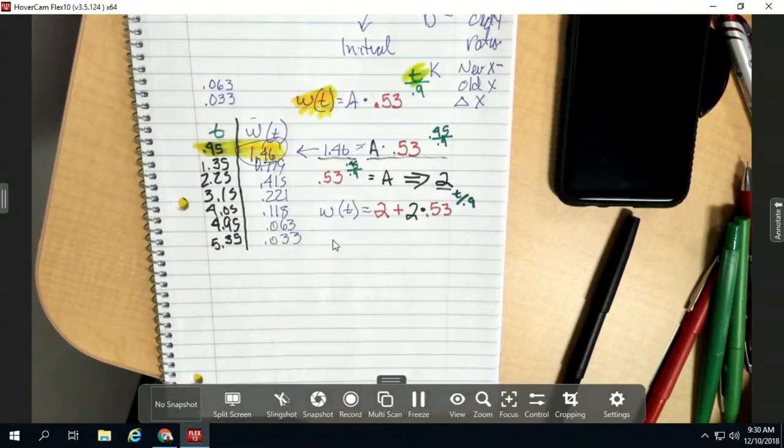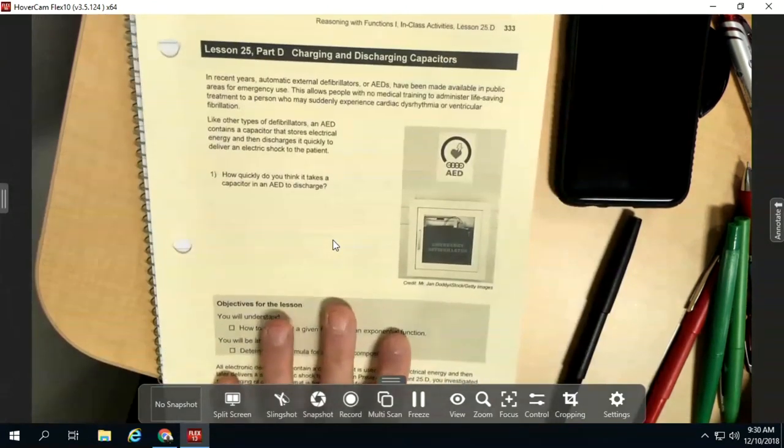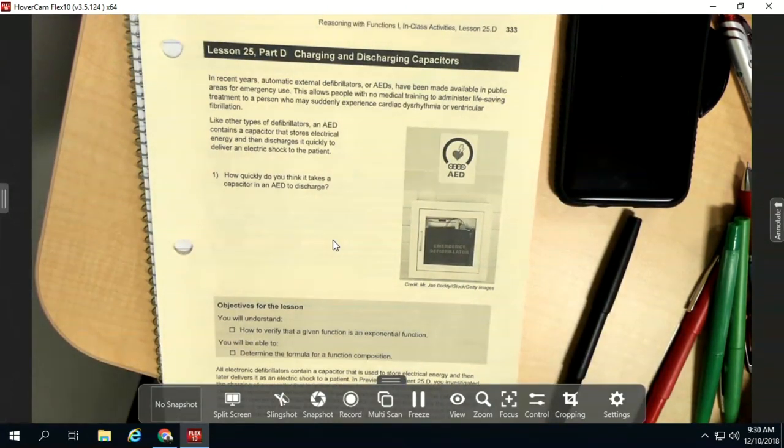Page $333. AEDs, what is it? What do the letters stand for?